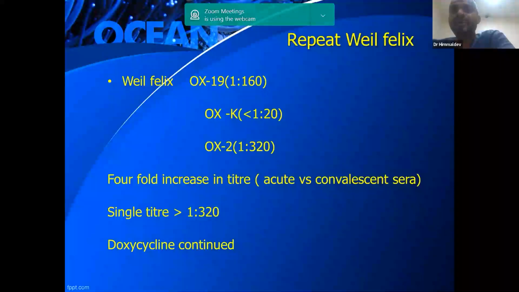If it is 1:20 initially, it has to go up to 1:160 and above. That indicates that there is definitely a rickettsial infection. So now the infection is confirmed, and we can continue with doxycycline. Remind you, doxycycline is a drug of choice for this rickettsial infection, including leptospira and most of the tropical fever infections. So that's why we empirically start with doxycycline along with ceftriaxone to cover for other tropical infections like typhoid.